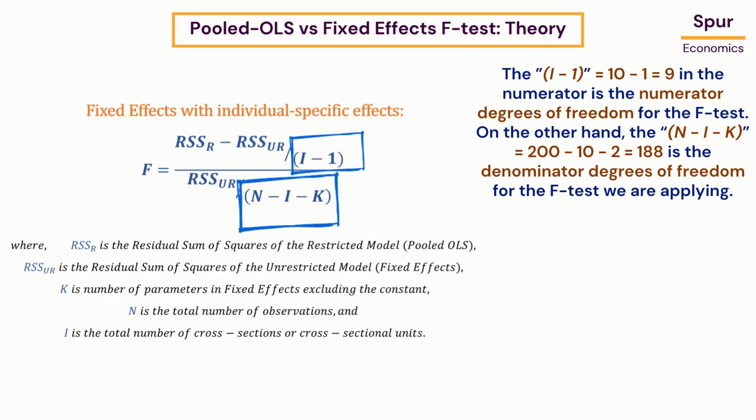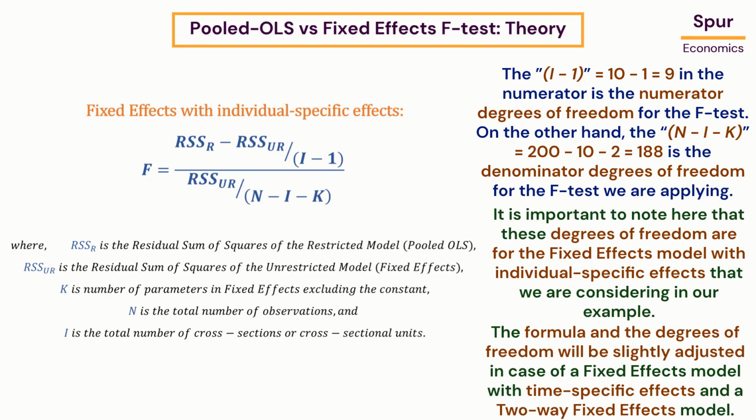The I-1 equals 9 in the numerator is the numerator degrees of freedom for the F-test. On the other hand, the N-I-K equals 188 is the denominator degrees of freedom for the F-test we are applying. It is important to note here that these degrees of freedom are for the fixed effects model with individual specific effects that we are considering in our example. The formula and the degrees of freedom will be slightly adjusted in case of a fixed effects model with time-specific effects and a two-way fixed effects model.